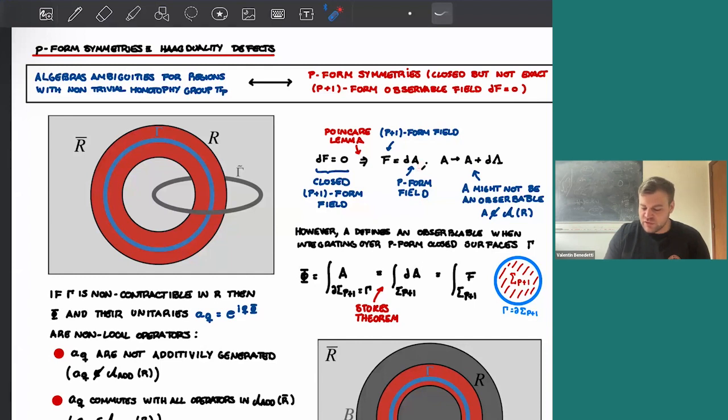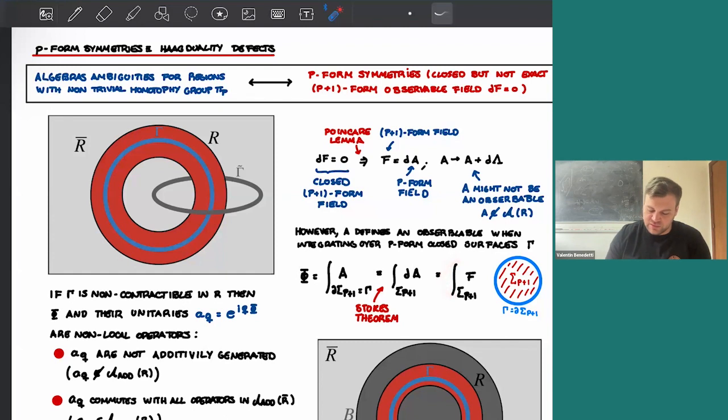In the case that the field A is not an observable, then it does not belong to the algebra of the region R, and we can consider F a closed but not exact form field. However, this field A may not belong to the observable algebra, but there is a version of it that does. Namely, if we take this p-form field A and integrate it over a closed surface of dimension p, we will get by Stokes' theorem the integral of F over a p+1 dimensional surface. And we can check that this operator is indeed gauge invariant because it's the integral of gauge invariant operators.